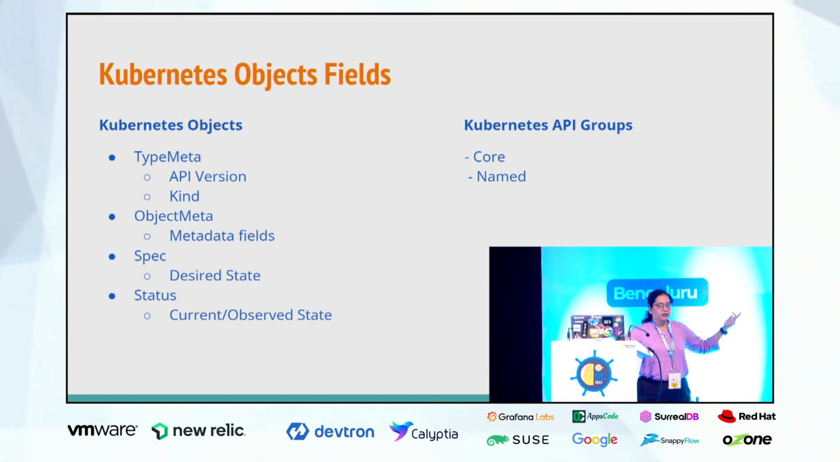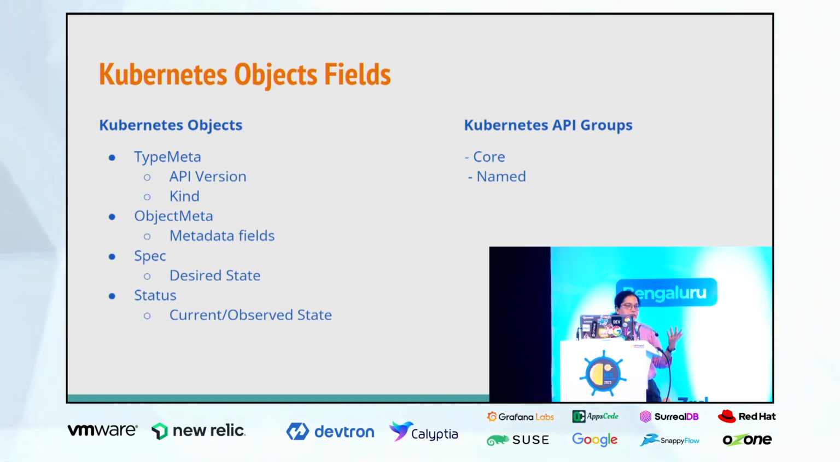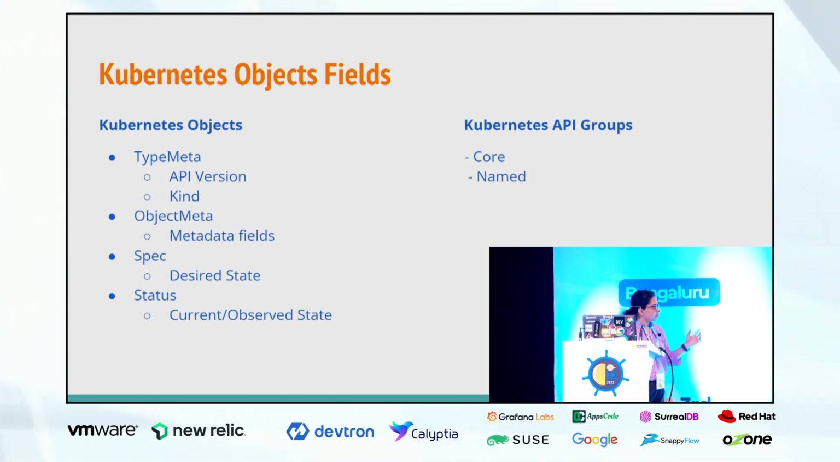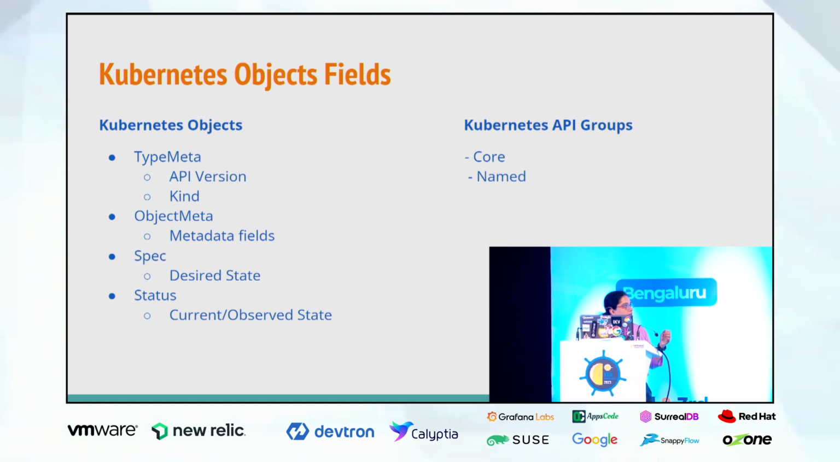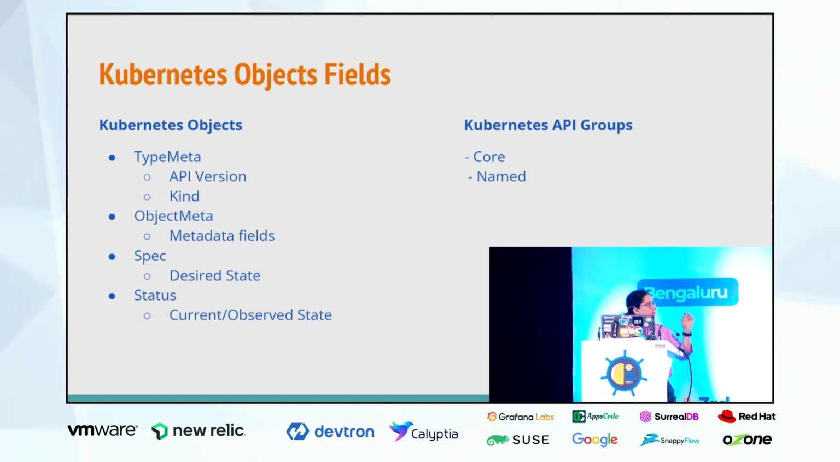In the spec field of an object, we define whatever desired state we want, and whenever that object gets created, status shows the current or observed state. As you all know, there are core and named API groups.